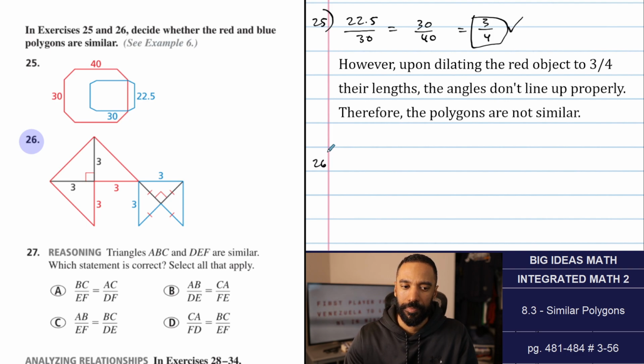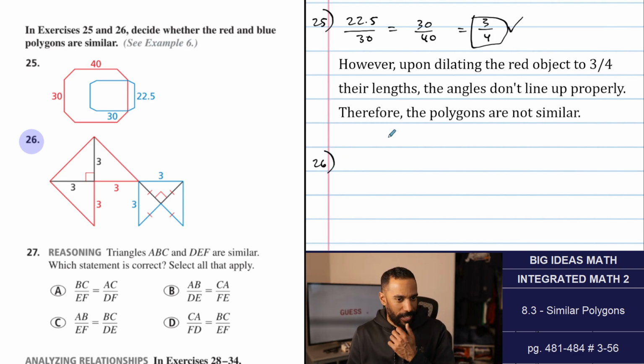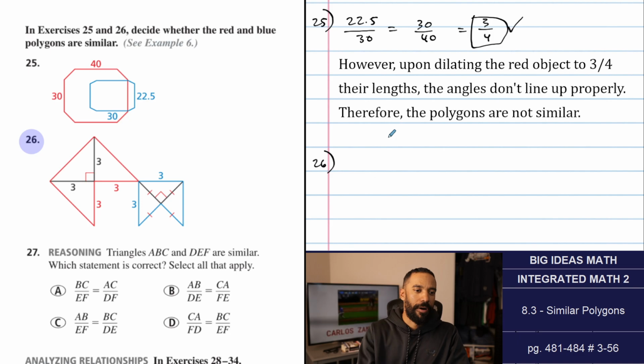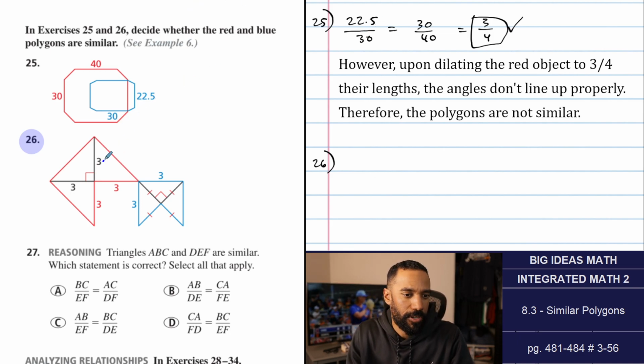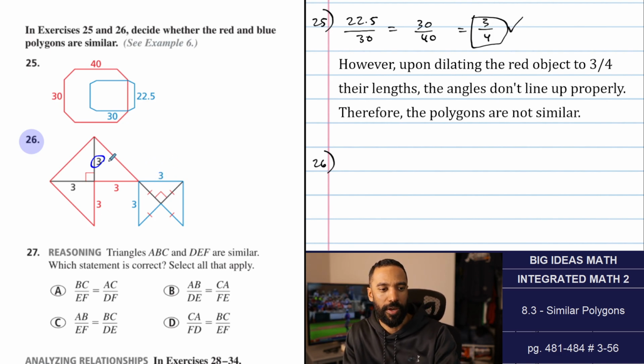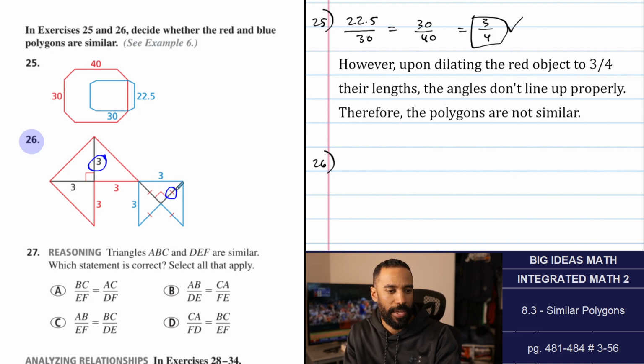Well, here's the thing on 26. You don't have any parts that correspond when it comes to number comparisons. These 3s don't correspond to these 3s. They're congruent, but they're not corresponding parts. This 3, in all likelihood, corresponds with this little guy right here.